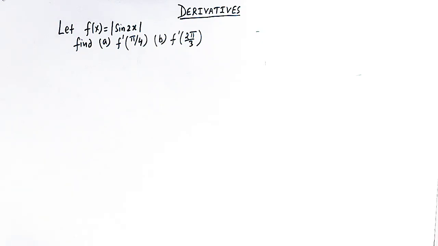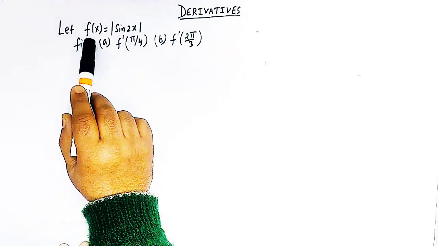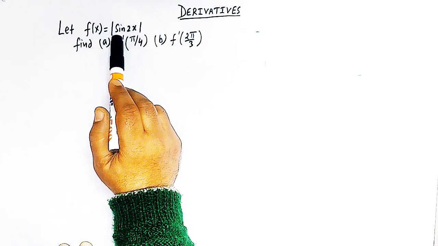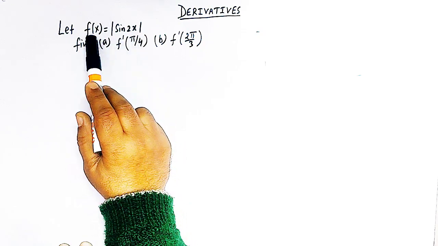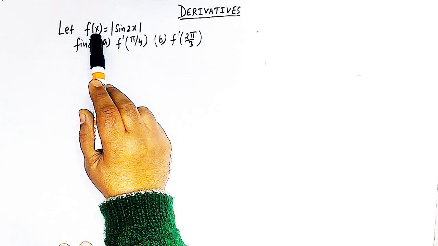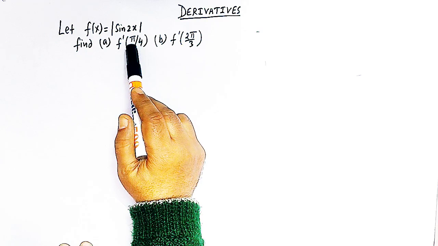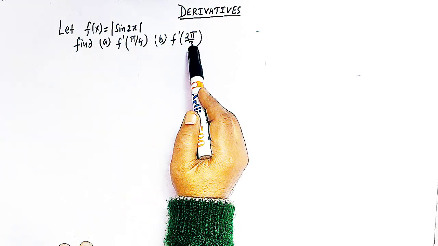Hello viewers, in today's session we are going to discuss a very interesting problem from derivatives. We are given a function f of x equal to the absolute value of sine 2x, and we have to find the derivative of this function f of x at these 2 points, that is x equal to pi by 4 and x equal to 2 pi by 3, right?